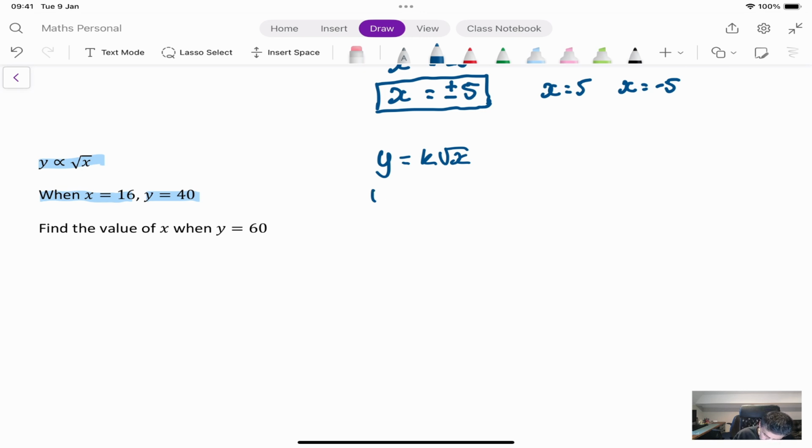So I'll replace the y with 40. I'm going to replace the x with 16. So that means I've got k times the square root of 16. Okay, so that's what we're doing. The square root of 16, which I know is 4. So I could say 40 is equal to k times 4, or 40 is equal to 4k. I would prefer to write it like that. And then I have to divide both sides by 4, and that tells me that k is going to be equal to 10. So I can write this equation as y is equal to 10 root x.